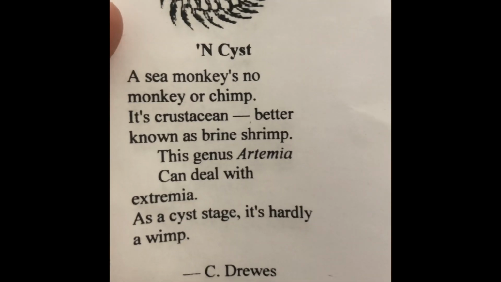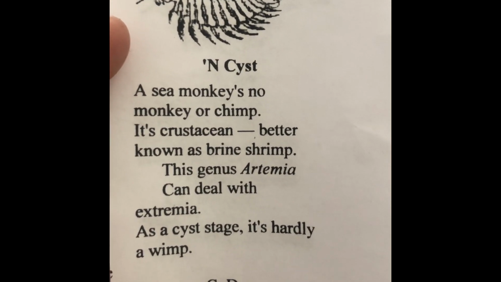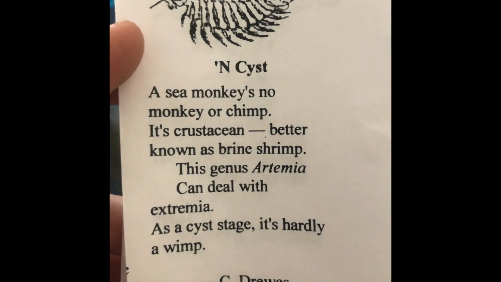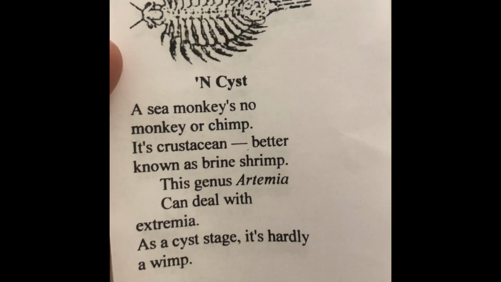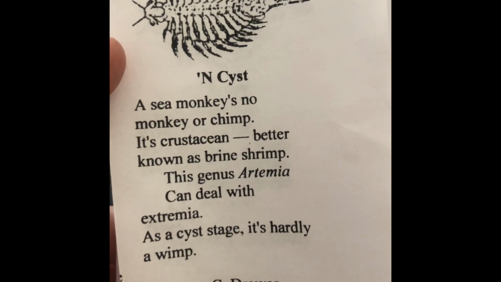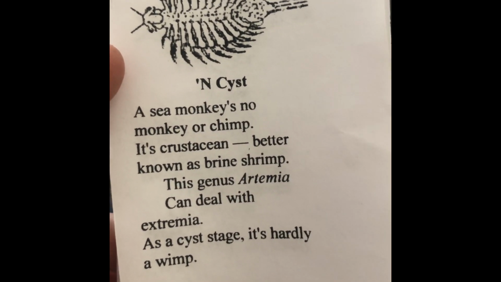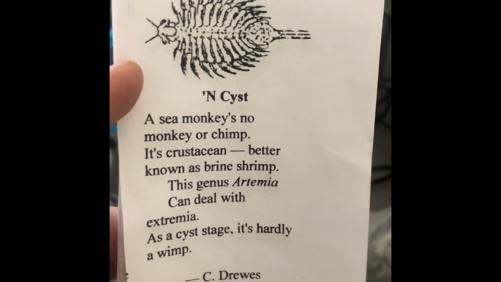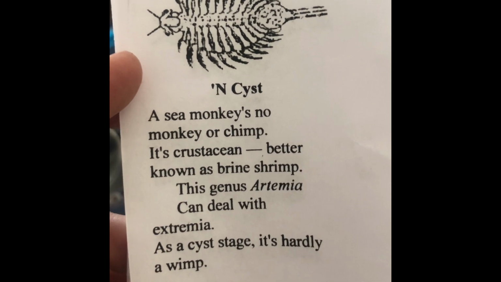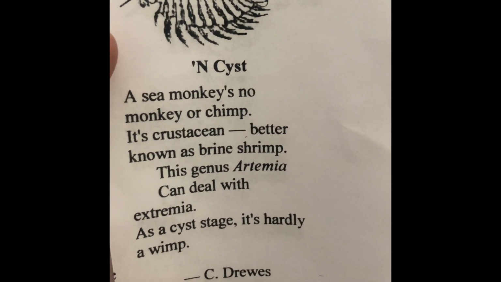But I did find this in cyst. A sea monkey's no monkey or chimp, it's crustacean, better known as brine shrimp. This genus Artemia can deal with extremia as a cyst stage is hardly a wimp. By C. Drews. Who that is, I don't know. But that is a great little poem rhyme thing.